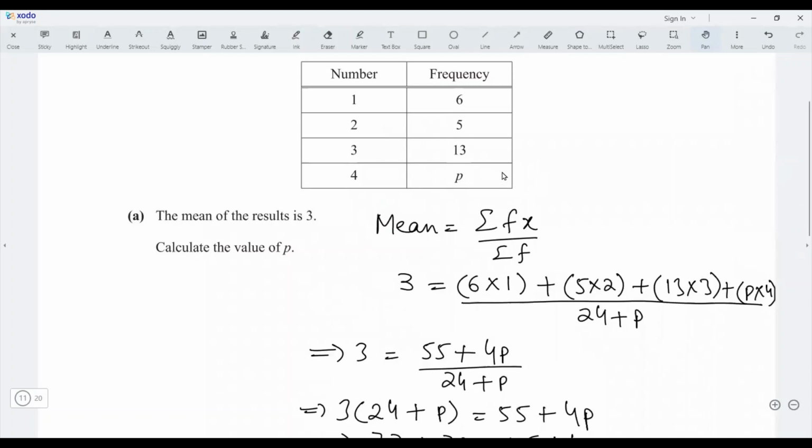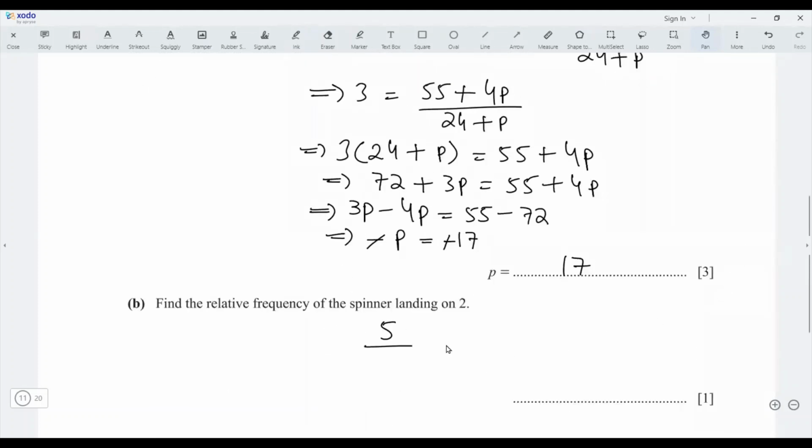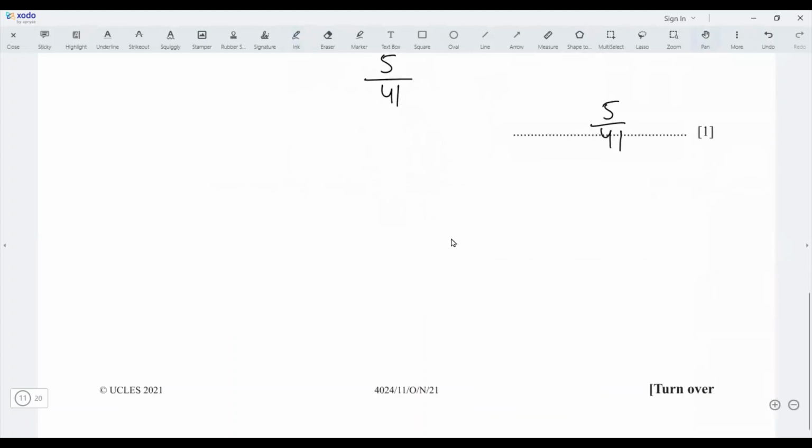If p's value is 17, what will be the total frequency? That is 6 plus 5 is 11, 24 plus 17 is 41. That's the total sum of the frequency. So we can write 5 over 41 as the relative frequency of the spinner landing on 2. It must be the correct answer. Moving towards the next question.